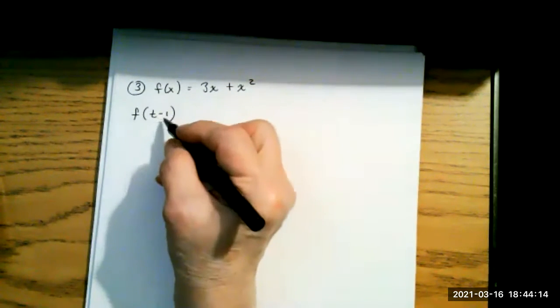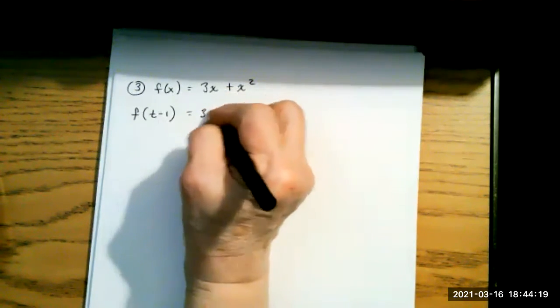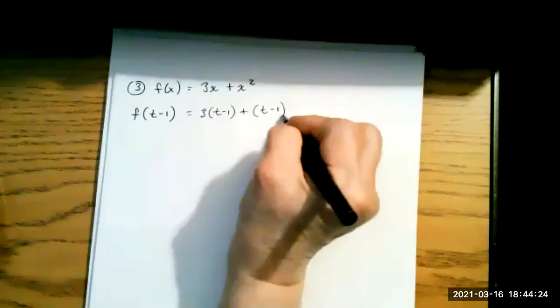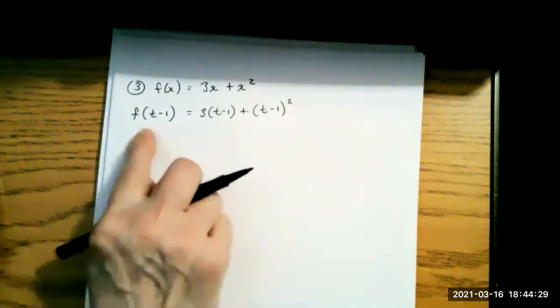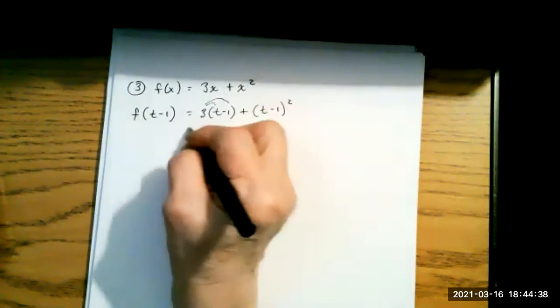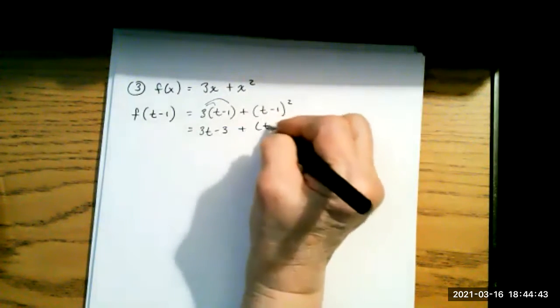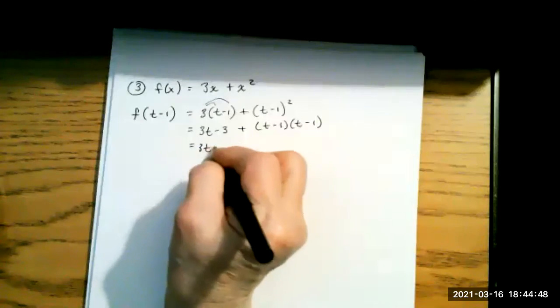If I'm looking for t minus 1, I'm going to put t minus 1 in the x spot. So I have 3 times t minus 1 plus t minus 1 quantity squared. All I did was put t minus 1 in the x place in my original function. So now I'm going to distribute that 3, and I have 3t minus 3. And this one I'm going to have to foil out. Now, unless you can foil this out in your head, you're going to have to write it down.